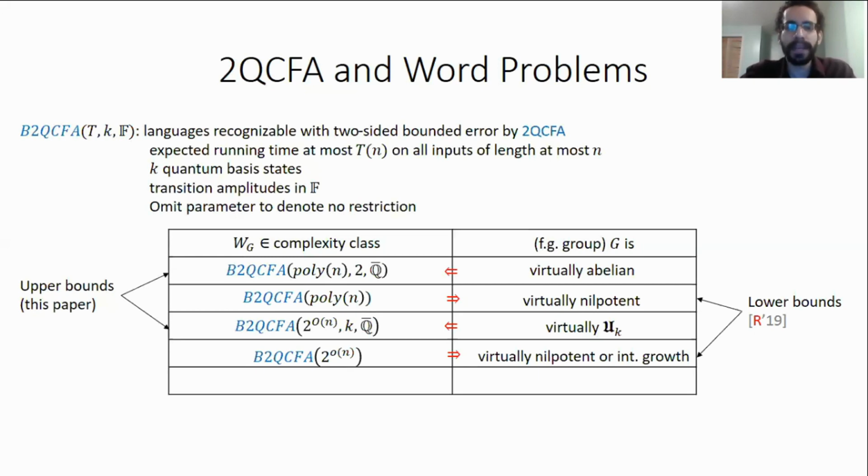And so by combining the upper bounds from this paper and the lower bounds from the companion paper, and by exploiting the fact that if a group G is virtually UK and either virtually nilpotent or of intermediate growth, then it's virtually abelian, we conclude that if G is virtually UK but not virtually abelian, then the word problem of G is recognized by a 2QCFA in exponential time, but not in sub-exponential time.